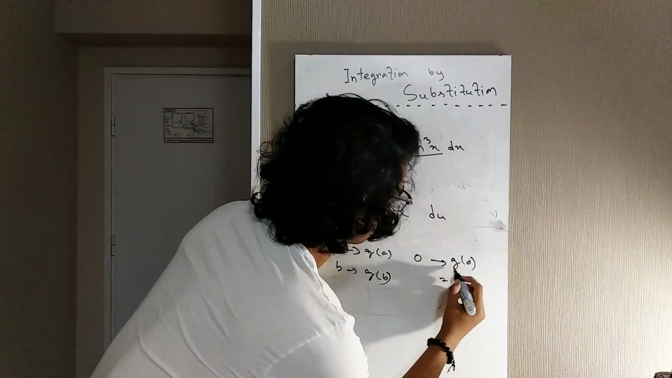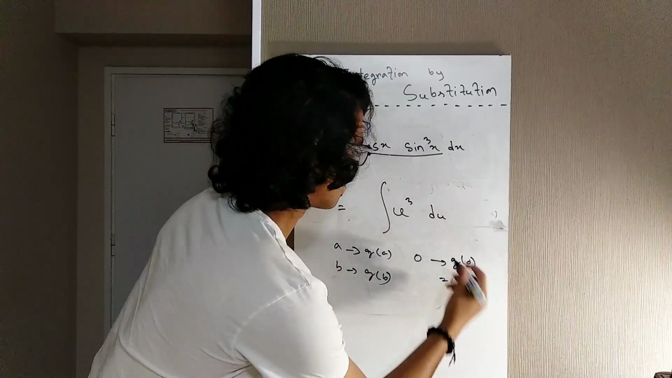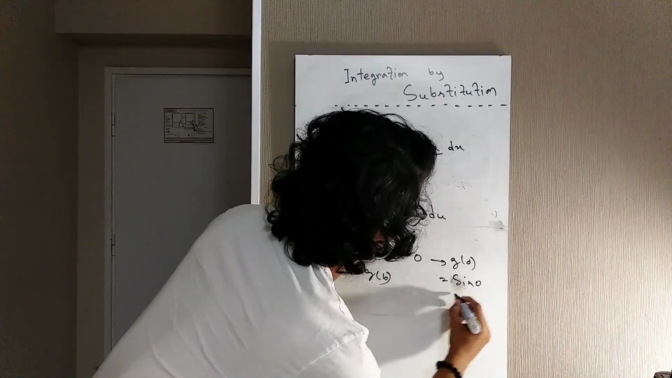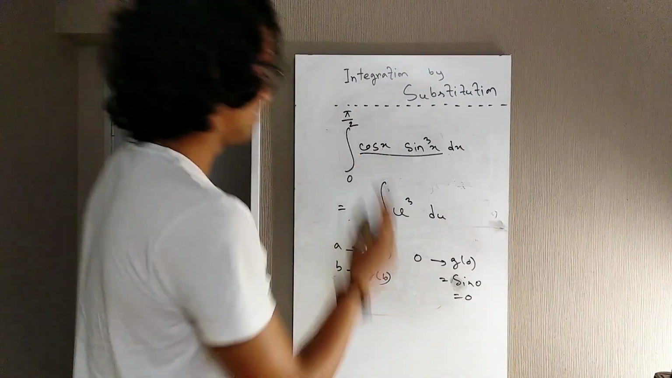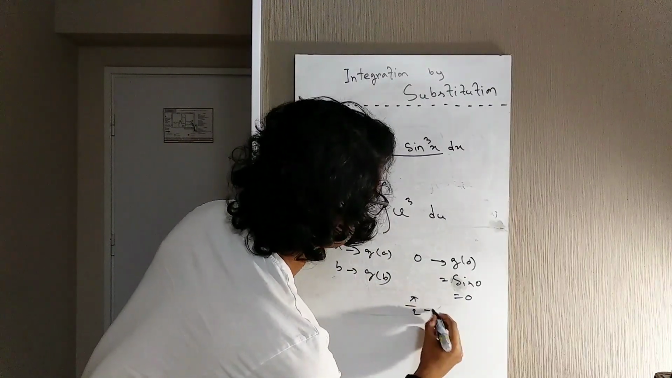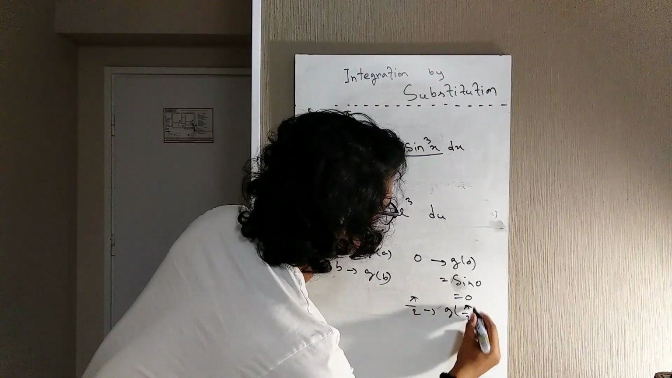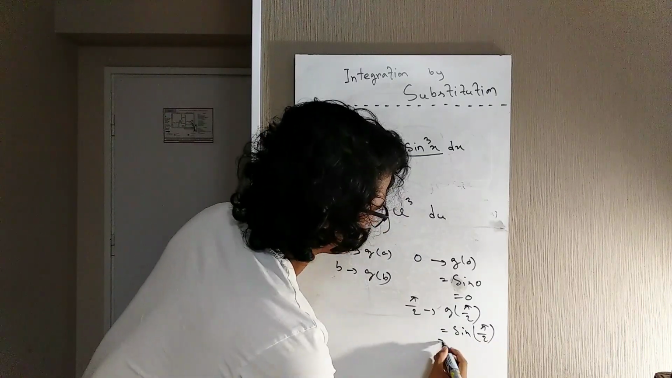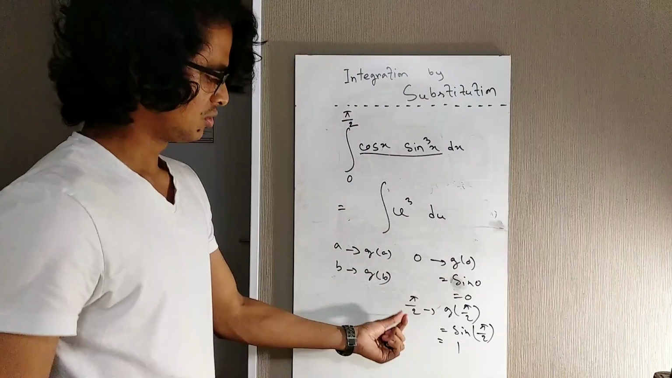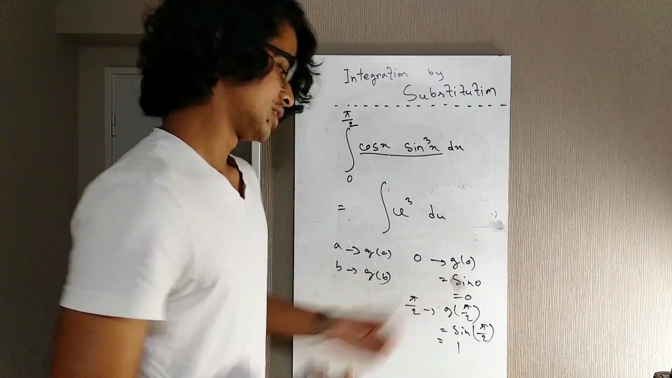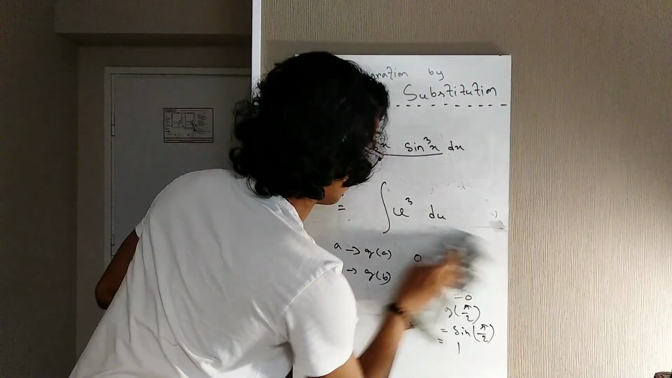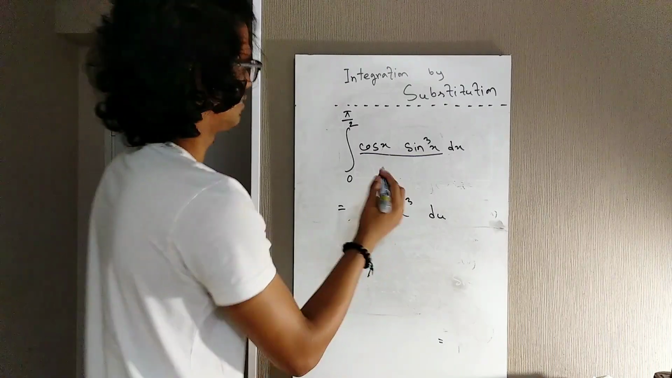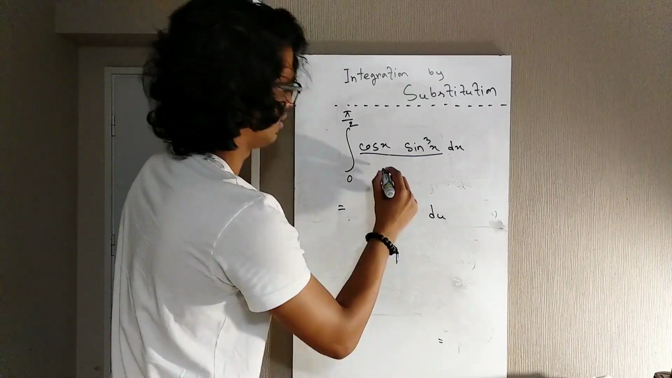So g of 0 is equal to u, which basically means sin 0 equals 0, and then for pi by 2 we can substitute pi by 2 with again g of pi by 2, or sin pi by 2, which equals 1. So you substitute pi by 2 with 1 and 0 with 0. So the limit of this substituted integral will be 0 to 1.